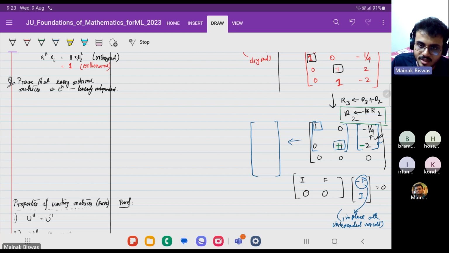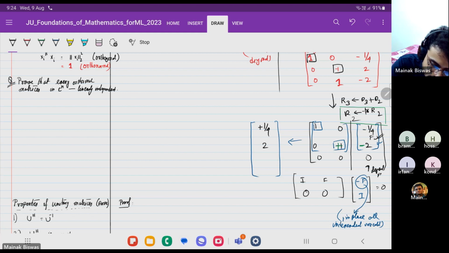Ritik, you told me the answer, tell me. So it will be plus 1/4 and 2, right? You're going to have only one here, because your rank is 2. So you only have one free vector, yes or no? Yes. And I'll put 1 in the free variable position. So you will be putting 1, 0, zeros, identities in the place of the free variables, right?